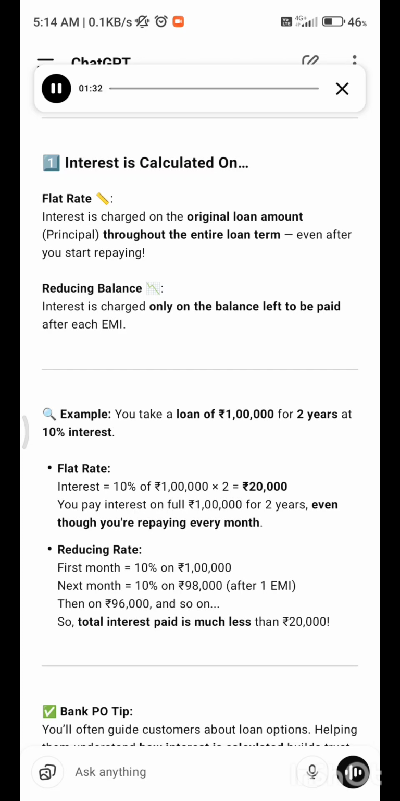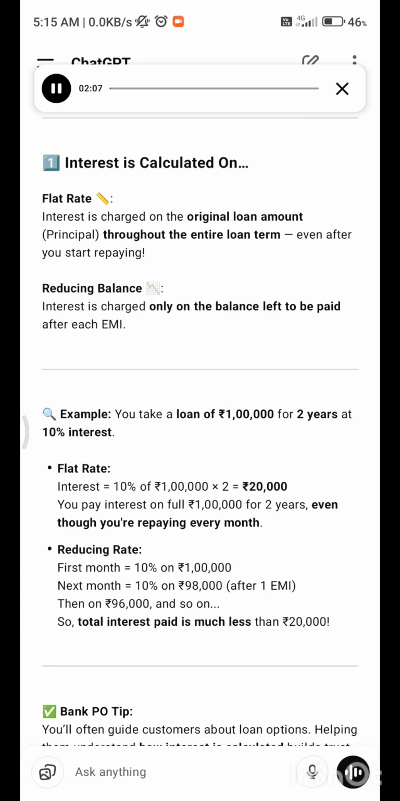Example: you take a loan of $100,000 for 2 years at 10% interest. Flat rate: interest equals 10% of $100,000 for 2 years, which is $20,000. You pay interest on the full $100,000 for 2 years, even though you're repaying every month. Reducing rate: first month, 10% on $100,000. Next month, 10% on $98,000 after one EMI, then on $96,000, and so on. So total interest paid is much less than $20,000.